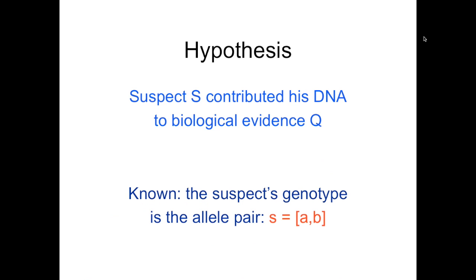So our hypothesis, again, based on our question, is that suspect S contributed his DNA to biological evidence Q. And as a known, we already have the suspect's genotype. It was, say, worked out as a reference sample. And we know from the 2 peaks that we saw in that reference sample that his allele pair is the genotype little s with allele values A and B. Okay, so we're going to assess this hypothesis.